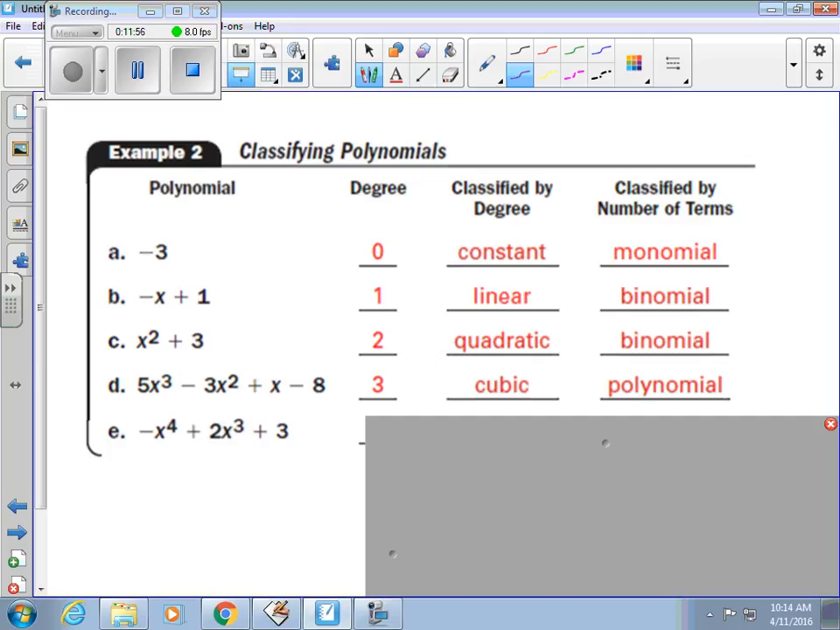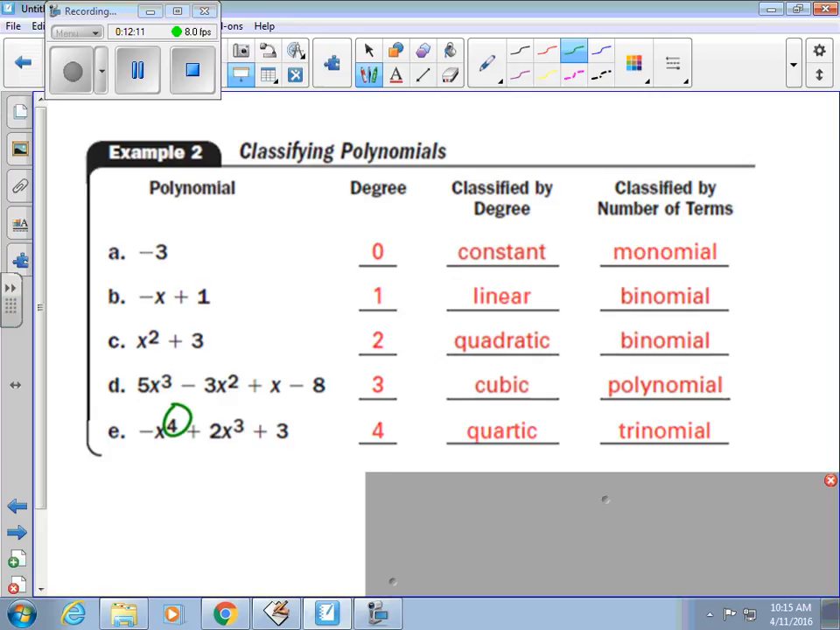Don't let that 4 confuse you. There's only 3 terms up there. 1, 2, 3 are separated by addition. But its degree is 4. That number, the largest exponent, 4, is its degree. So it's 4th degree, and it is quartic.